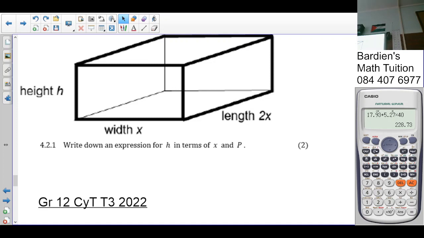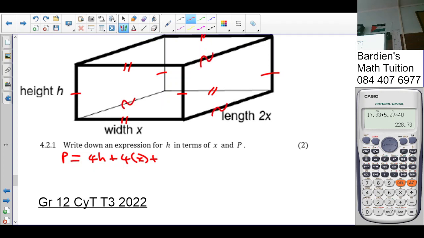Okay. So the perimeter is going to be, how many h's do I have here? 1, 2, 3, 4 lengths of h. Not so? So it's 4h plus, how many widths, or lengths of x, do I have? 1, 2, 3, 4. 4 x's. How many lengths do I have of 2x? 1, 2, 3, 4. Not so? So it's 4 by 2x, which then gives us 4x plus 8x is equal to p.